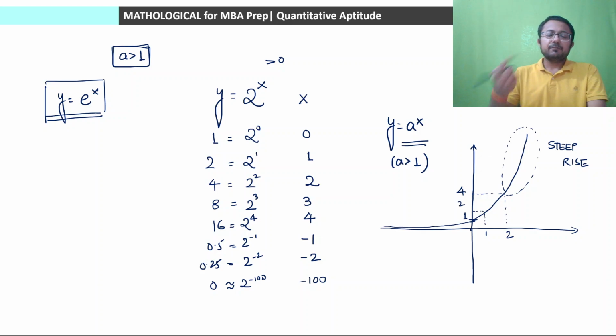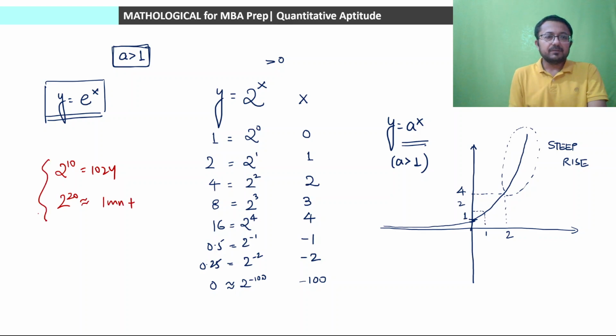Okay. Now let us take very large values of x. For example, 2 to the power 10. That is 1024. 2 to the power 20. That will be 1024 whole squared, which will be almost 1 million plus. So as the value of x is increasing, the rise of y will be very, very steep.